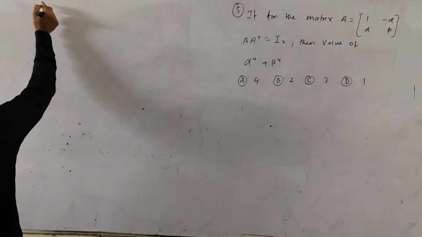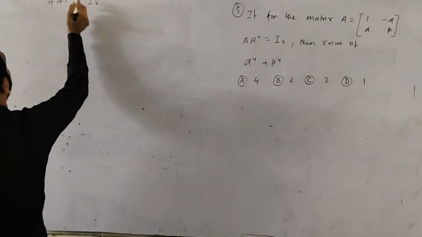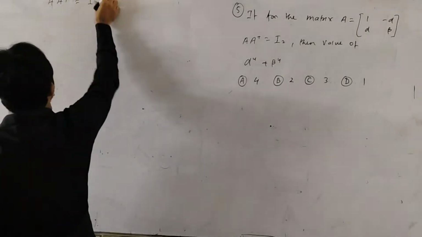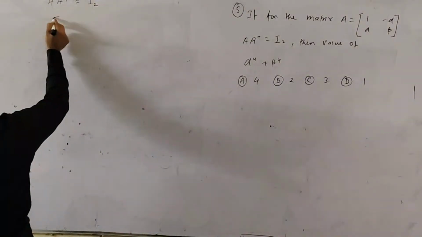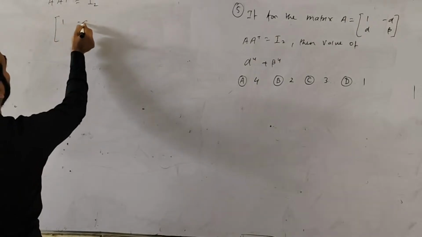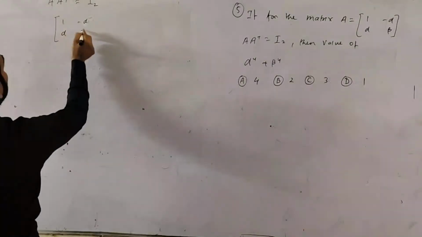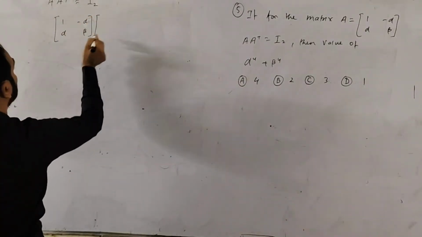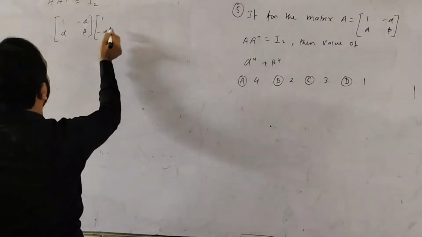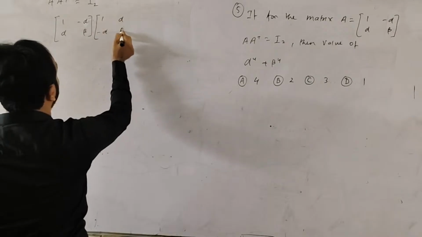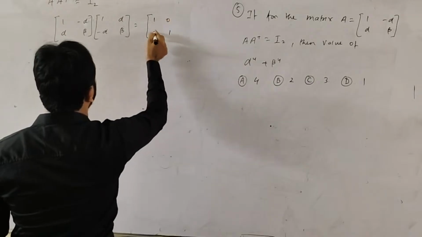Let's see. AA transpose is equal to I2. So I will write here 1 minus alpha, alpha and beta. And this will become what? If you do the transpose, no? So this will become here, minus alpha will come here, alpha will go there, and this will be beta. Now this is already given, how much? 1, 1, 0 and 0.